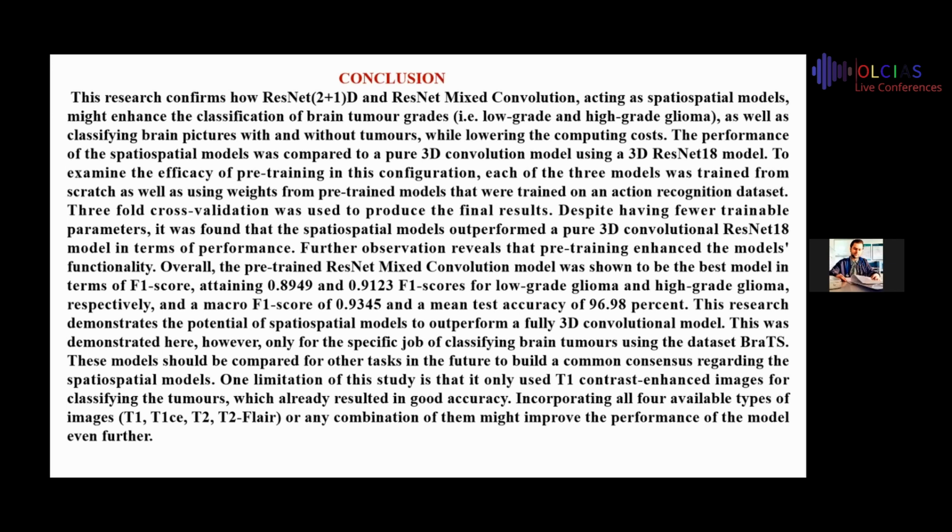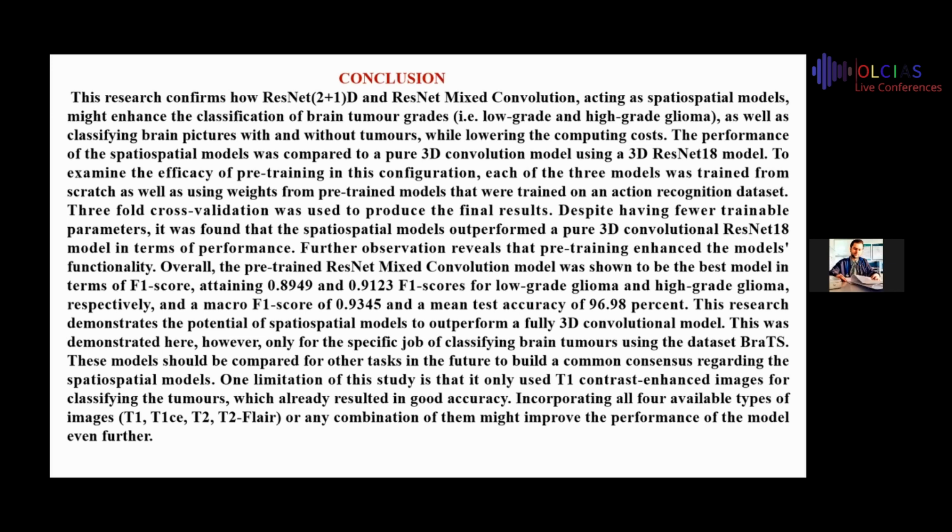Despite having fewer trainable parameters, it was found that the spatio-spatial models outperformed a pure 3D convolutional ResNet 18 model in terms of performance. So further observation reveals that pre-training enhanced the model functionality. Overall, the pre-trained ResNet mixed convolution model was shown to be the best model in terms of F1 score, attaining 0.8949 and 0.9123 F1 score for low-grade glioma and high-grade glioma, respectively, and a macro F1 score of 0.9345 and a mean test accuracy of 96.98%.